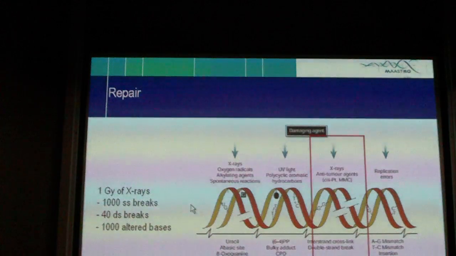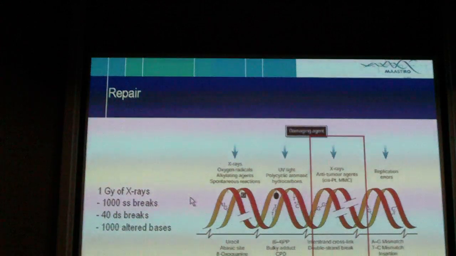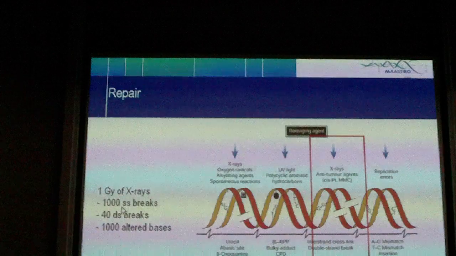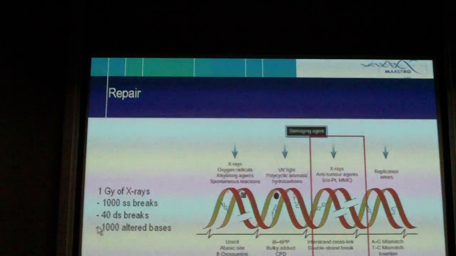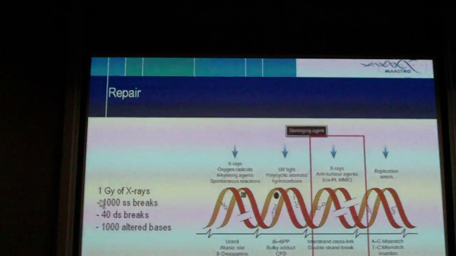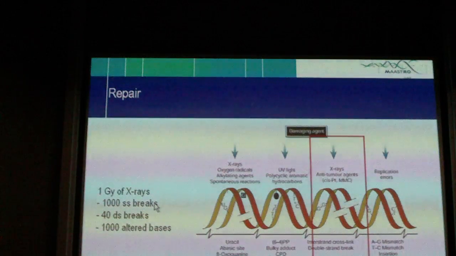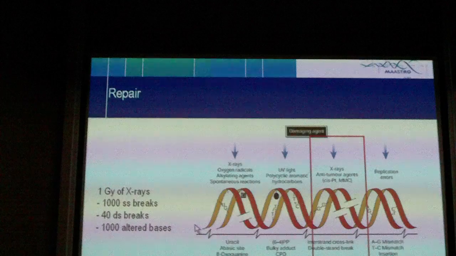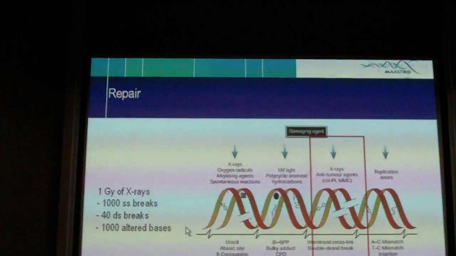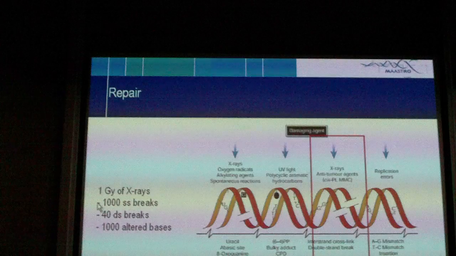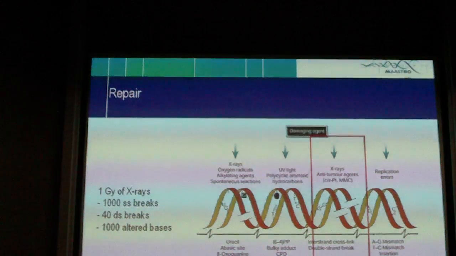To give you an idea, if you irradiate a patient with 1 gray of X-rays, you get 1,000 single-strand breaks, 40 double-strand breaks, and 1,000 altered bases. These 1,000 single-strand breaks are very easily repaired, and your repair is done, so to speak. The 1,000 altered bases are also very easily repaired, with a process called base excision repair. The 40 double-strand breaks are difficult ones to repair. So for each gray of irradiation, you get 40 double-strand breaks, which are difficult to repair.